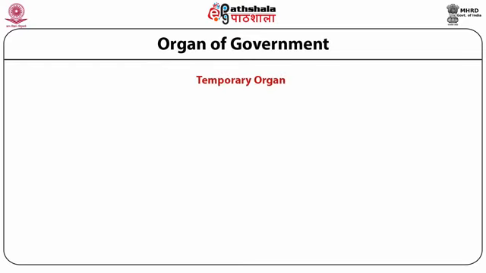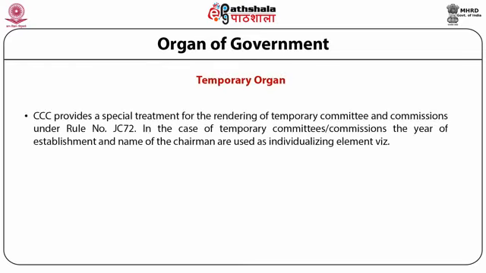Rendering of temporary organ of government. CCC provides a special treatment for the rendering of temporary committees and commissions under rule number JC72. In the case of temporary organs of the government, that is committees or commissions, the year of establishment and the name of the chairman are to be used as individualizing element. For example, India, Education (Commission), (1964), (Chairman: D.S. Kothari).